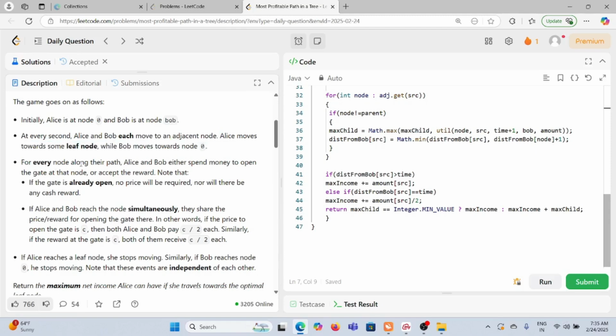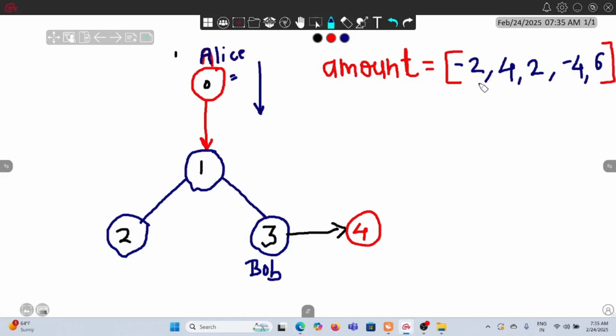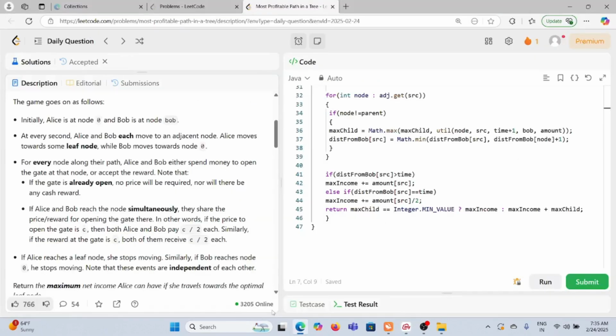For every node along their path, Alice and Bob either spend money to open the gate at that node or accept the reward. Basically, we are given an amount array like this. For example, Alice is at the 0th node, so she has this minus 2 amount. Minus 2 means it is not a reward but spending. We don't have to bother whether it is negative or positive; that much amount would be taken. In this case it is to spend. If it is positive, then it would be a reward. Then we will read the next point.